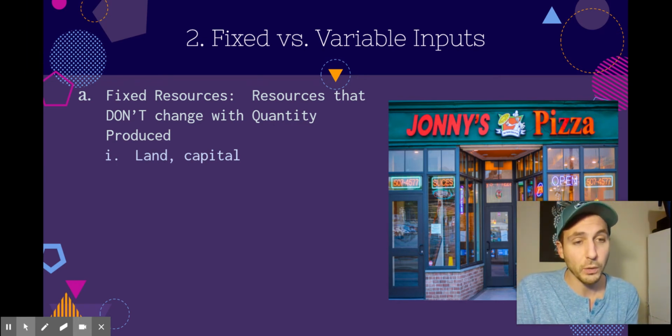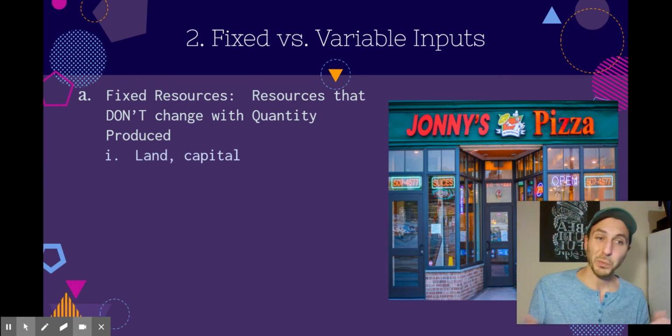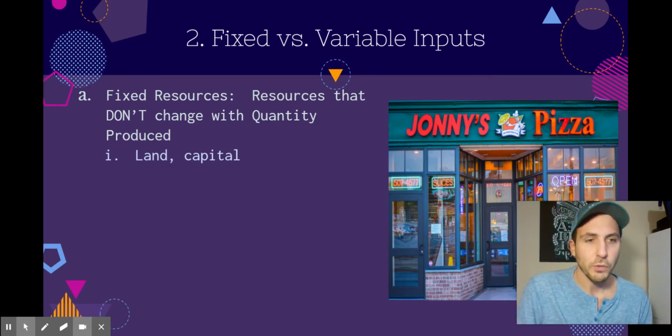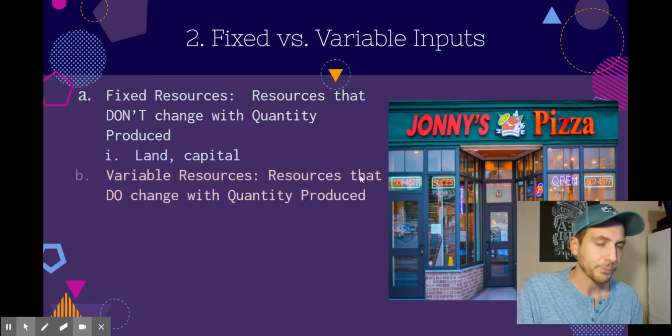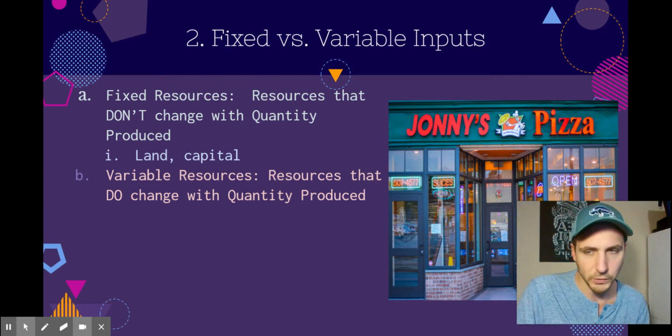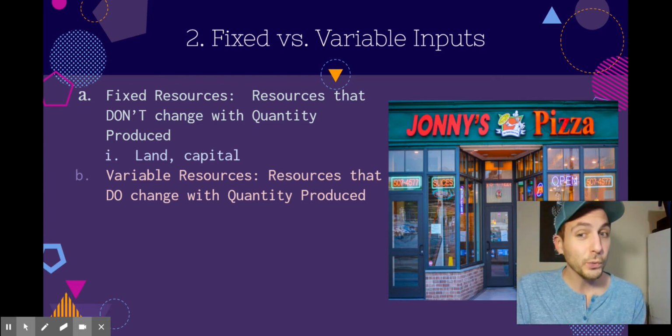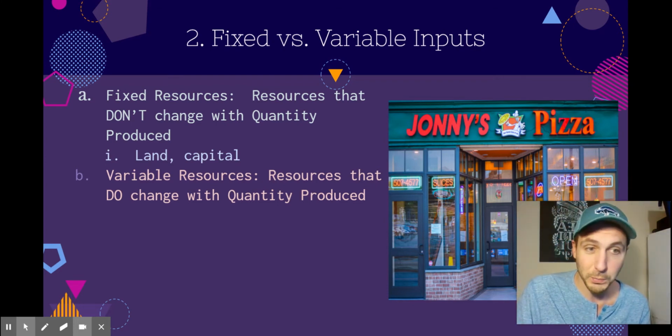In order to produce more of a good, I don't need more land. I don't need more capital or labor assists, right? Those resources are considered fixed. On the other side, you have variable resources. These are resources that do change with the quantity that is produced.